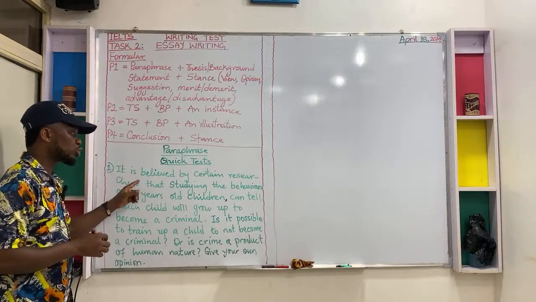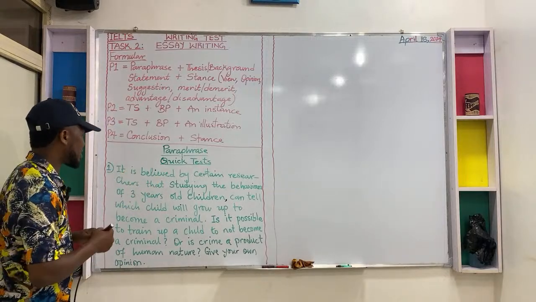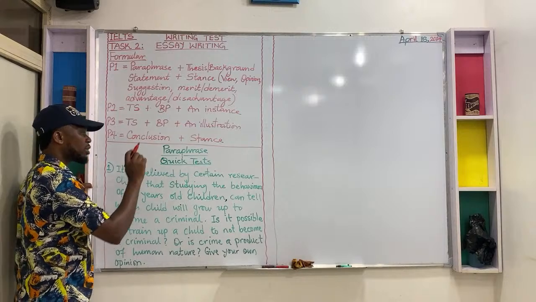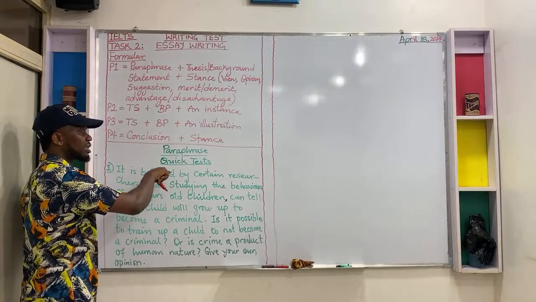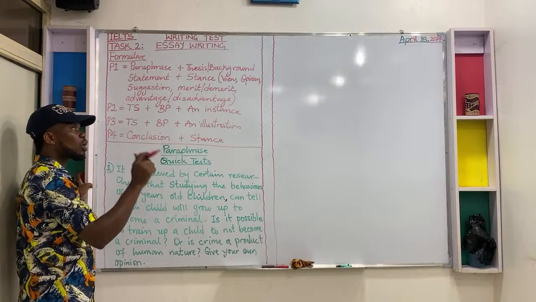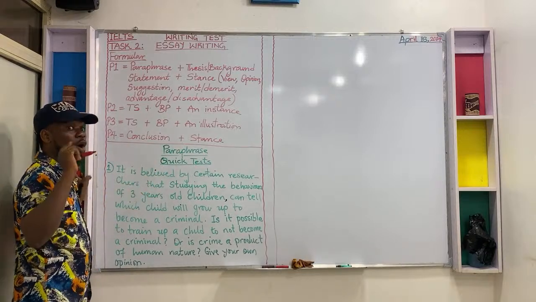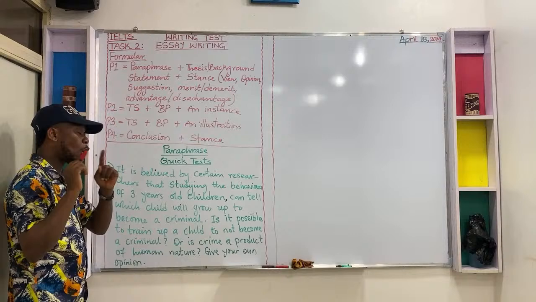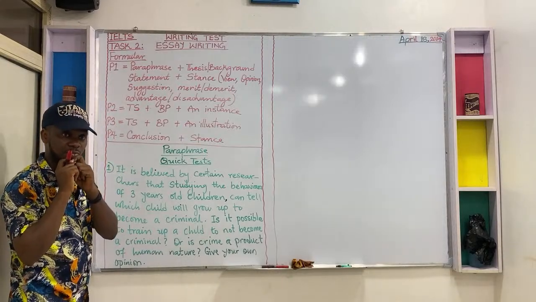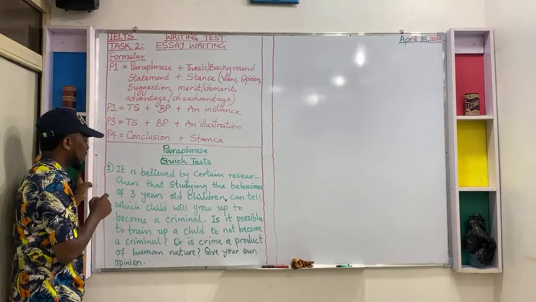But what you are to do when you want to paraphrase is read once. And when you're reading once, try to pick out the keywords in the question that you are 101% sure of their synonyms. Right? So let's look at this together.